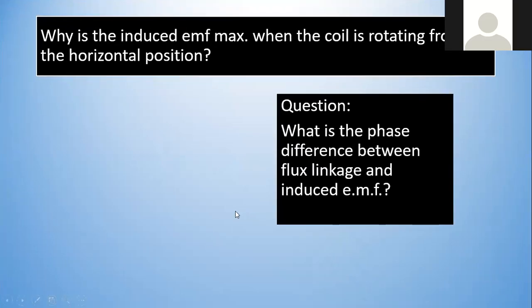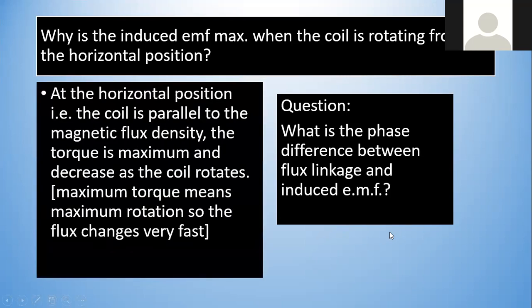Anyone like to try this one? Why is the induced EMF maximum when the coil is rotating from the horizontal position? Because the force is normal to the direction of the field. Normally, when we come to rotation, we don't use force anymore. We use what? You got the right idea, except you use the wrong term. We use magnetic flux change. Torque, not force anymore.